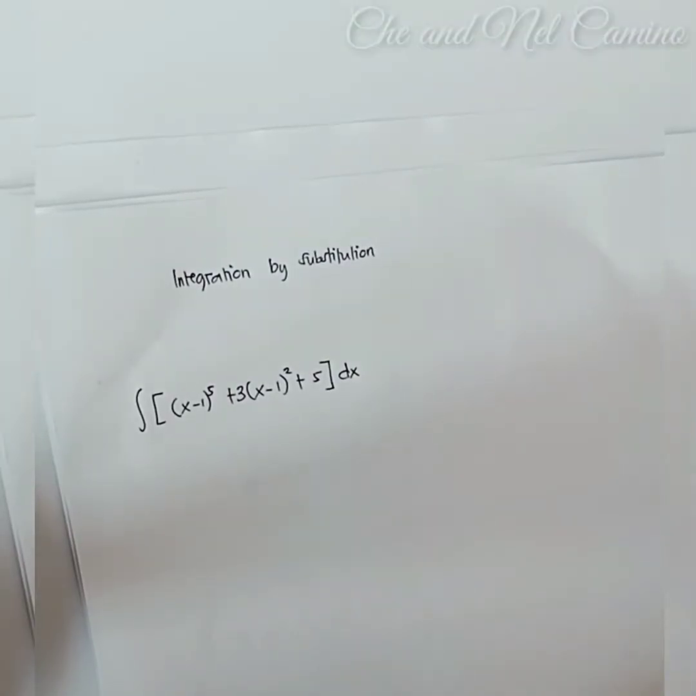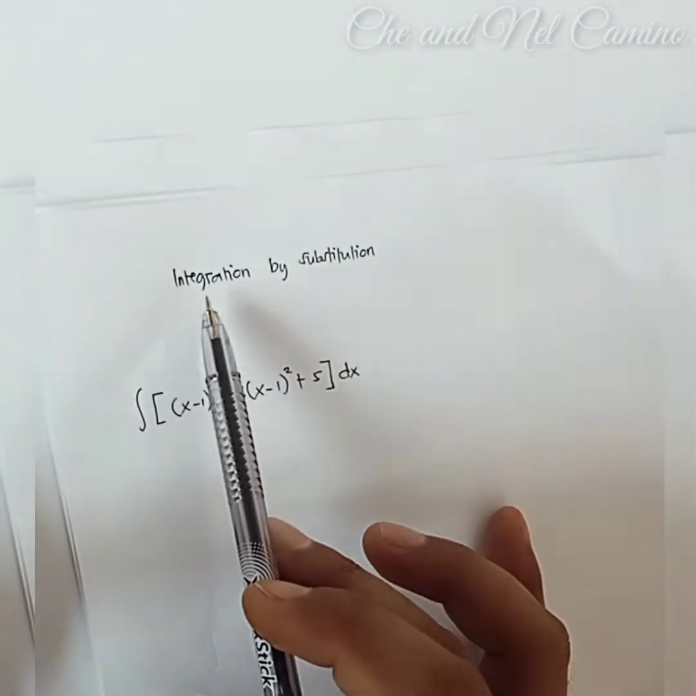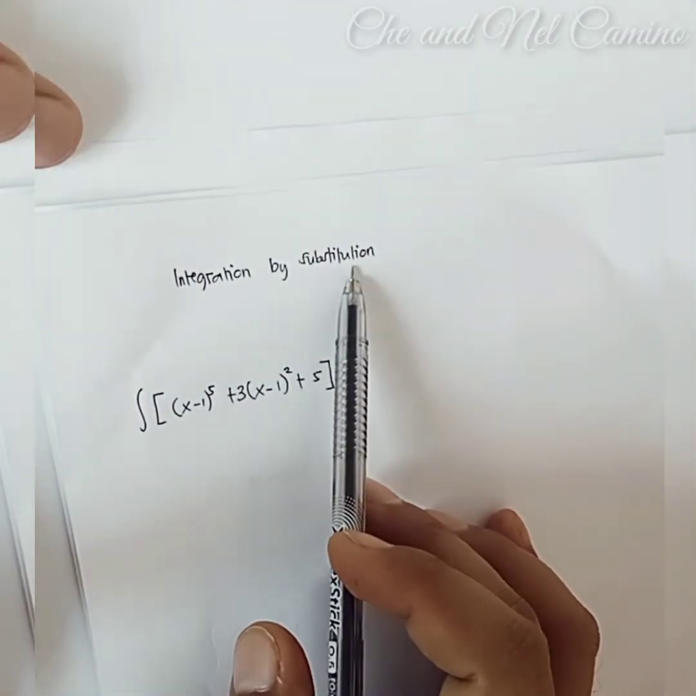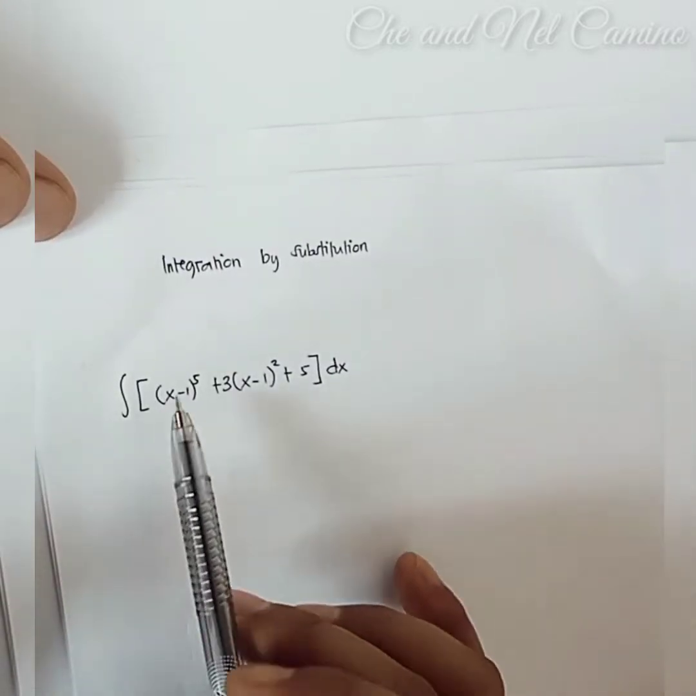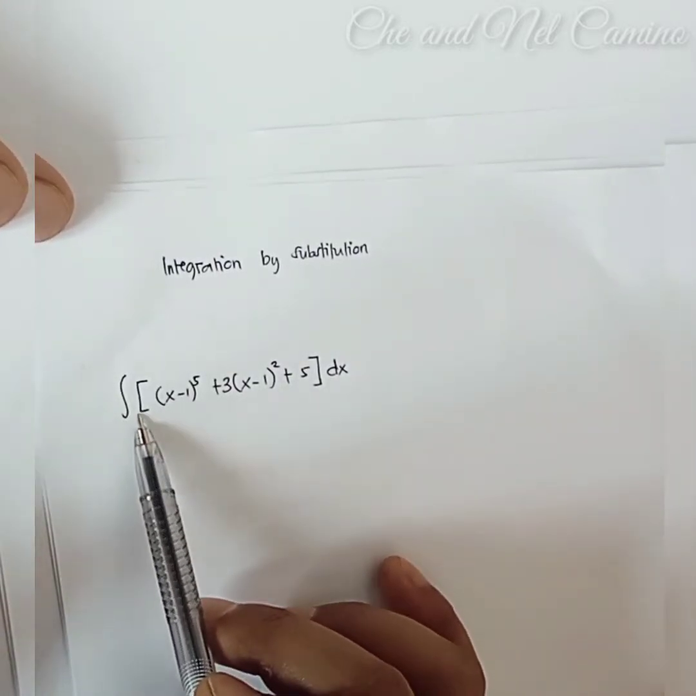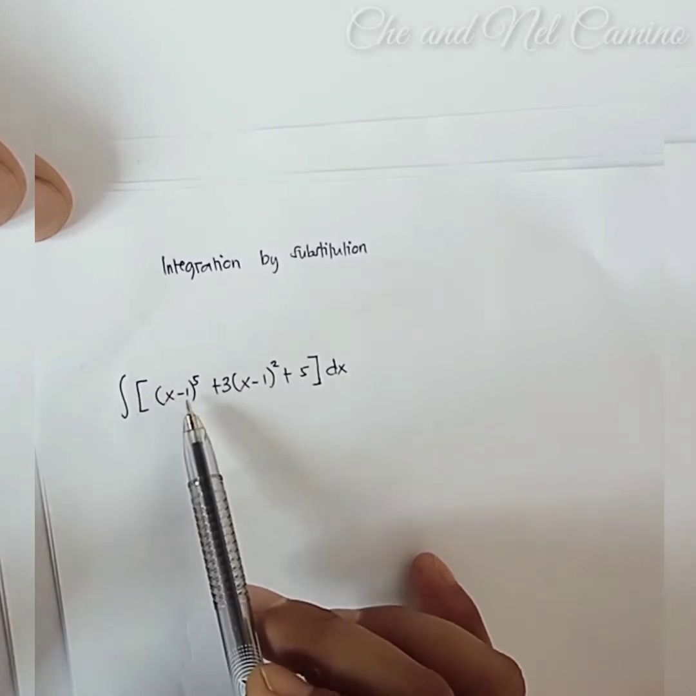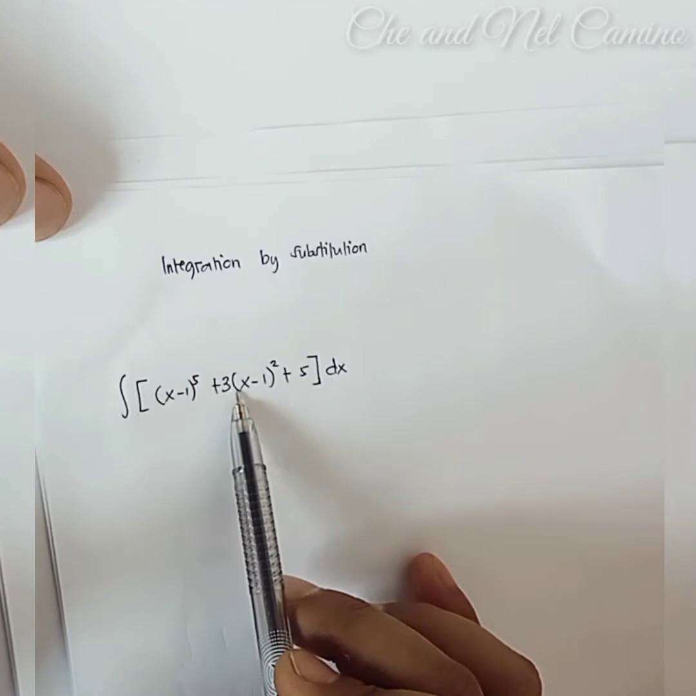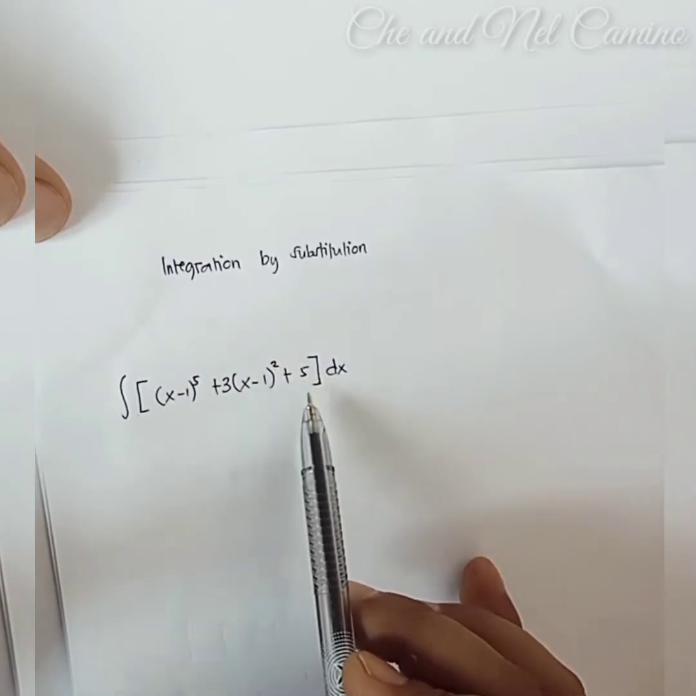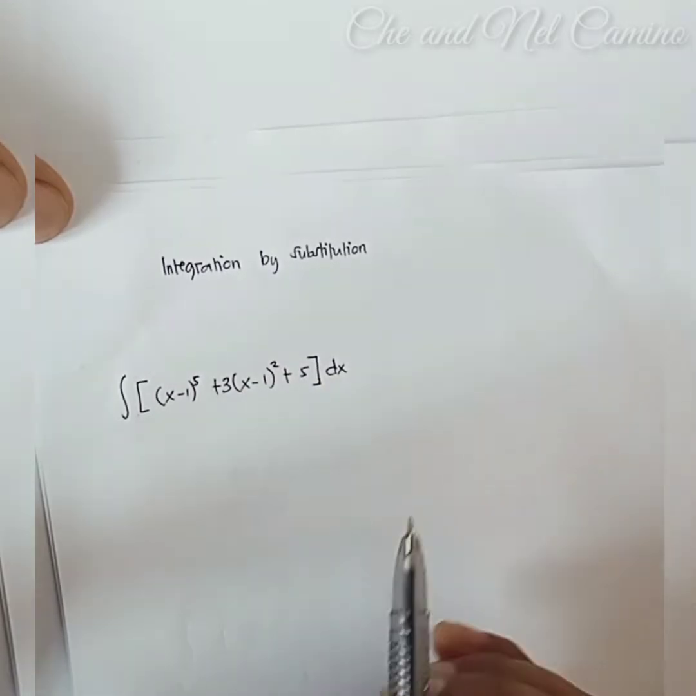Good day. In this video, we are going to discuss integration by substitution with this problem. We have the integral of the quantity x minus 1 to the power of 5 plus 3 times the quantity x minus 1 to the power of 2 plus 5 dx.